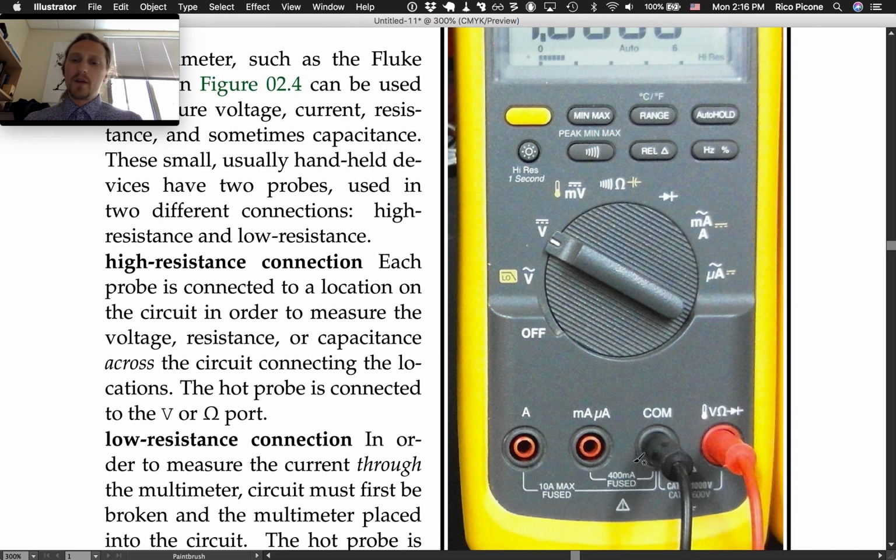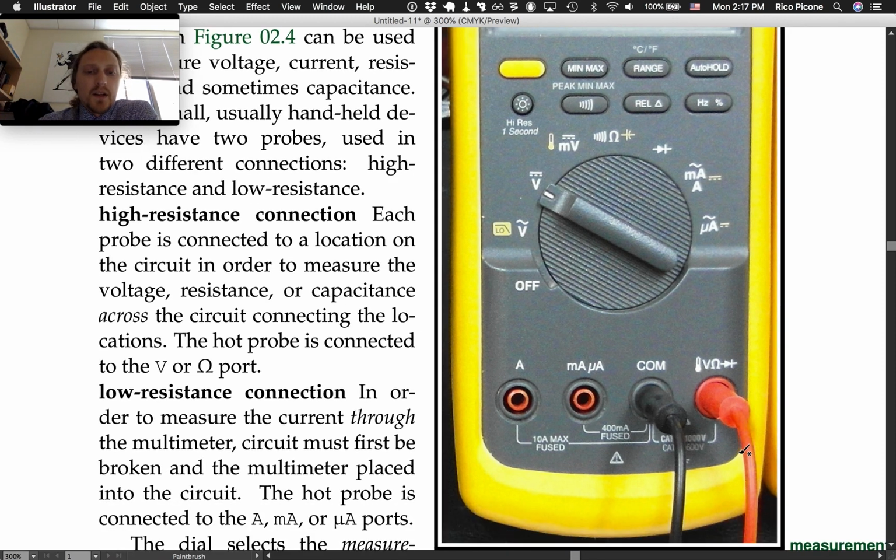So we've got multiple ports down here, and COM is the ground, and then hot in the high resistance connection, you're going to connect to this port. So if you're measuring voltage, or capacitance, or resistance, this is the connection that you want. And with the probes, you touch two locations in the circuit, and it tells you the properties in between those locations.